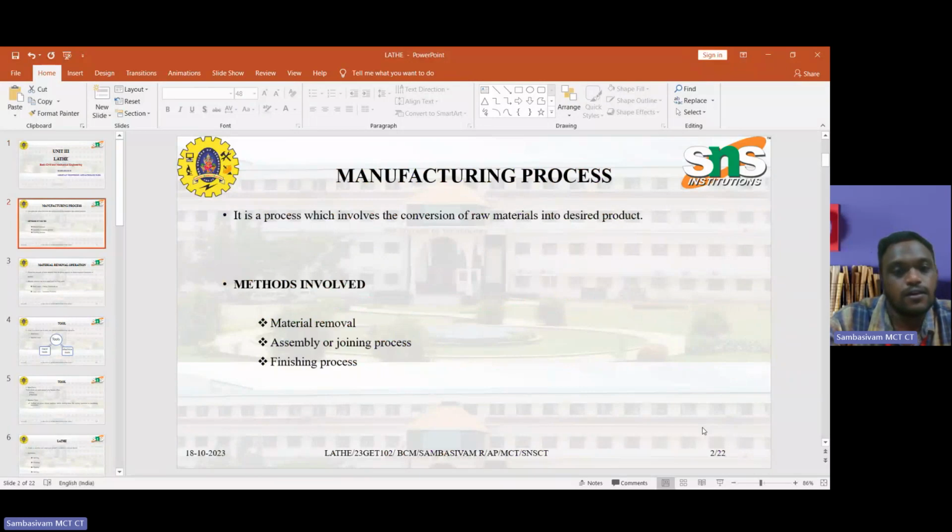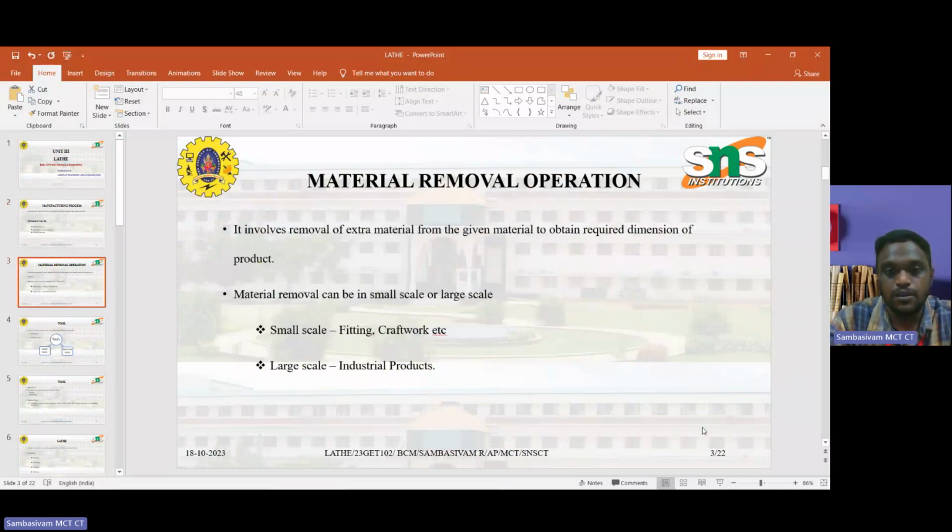Before going to the lathe, we should understand what the manufacturing process is. It is the process which involves the conversion of raw materials into a desired product. Normally the method involves material removal, assembly or joining processes, or finishing. This is how raw materials are converted into the desired product.